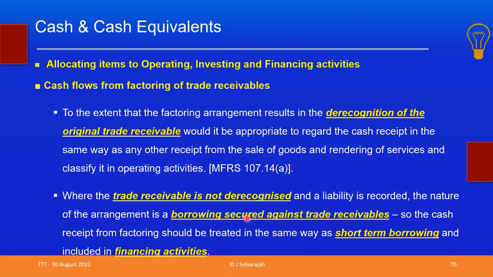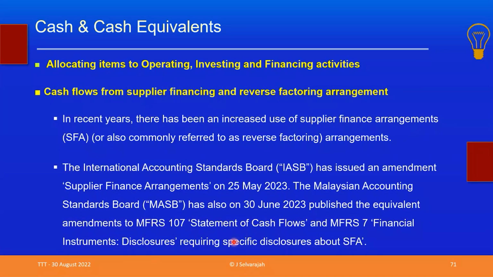Now, if the trade receivable is not derecognized and you set up a parallel debit bank, credit trade finance payable, all right, a liability recorded, and the nature of the arrangement is in substance a borrowing that is secured against your trade receivable. So the cash received from factoring should be treated the same way as a short-term borrowing. So what is a short-term borrowing? Financing activity. So you see how complicated it can become on some transaction. And everybody must know what is that.